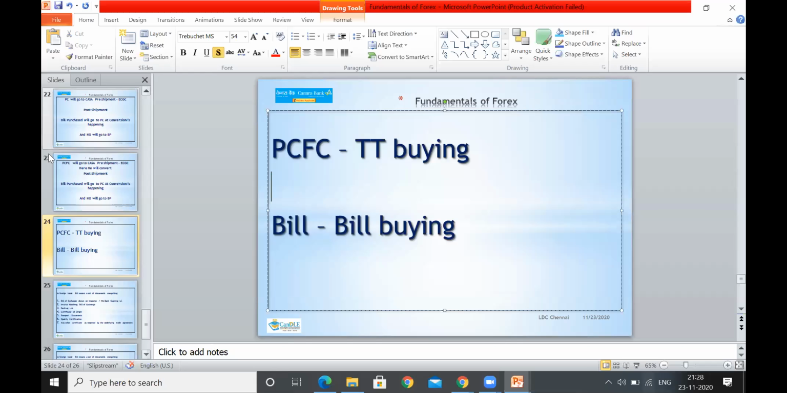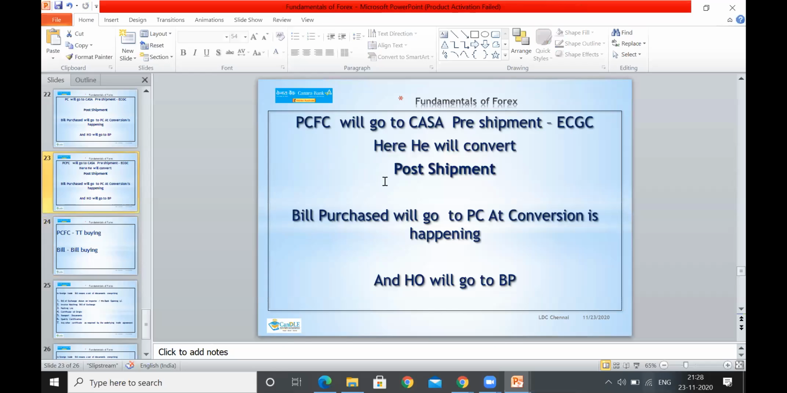At the time of the bill, what will we do? We will not convert once again. Suppose he has given 90,000 USD, we will apply the bill amount to the PCFC, and for the balance margin, if any, we will convert at bill buying rate and apply it. So there are two ways in which the party can avail packing credit or export credit.